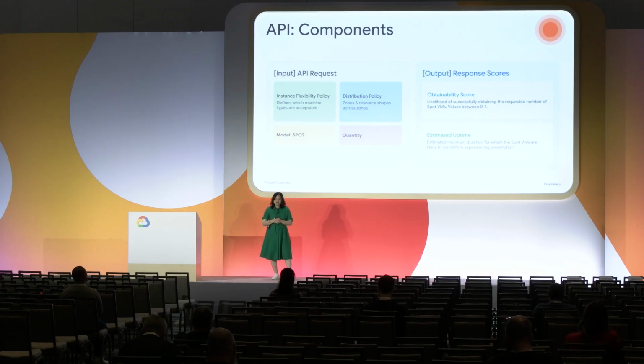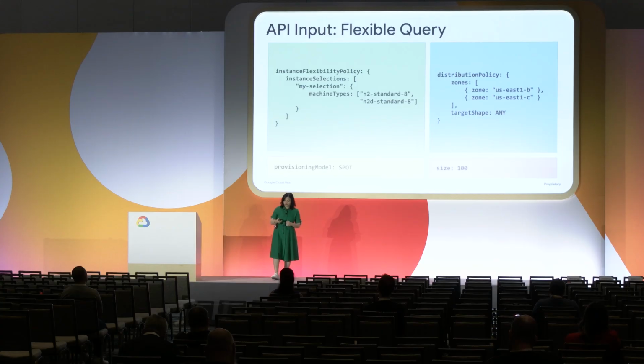Okay? The second signal provided by this API is an estimated uptime, which is the estimated minimum duration for which you can expect the spot VMs to run before they experience preemption. So this gives you a sense of preemption risk associated with your deployment. Let's look at an example.